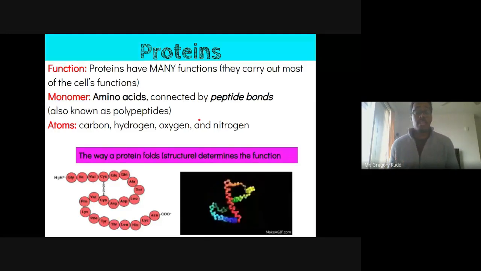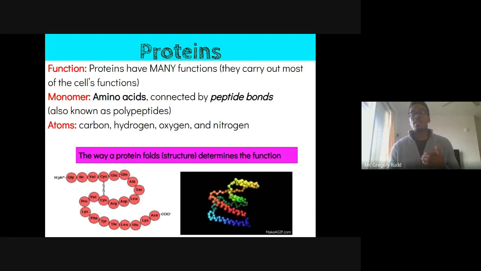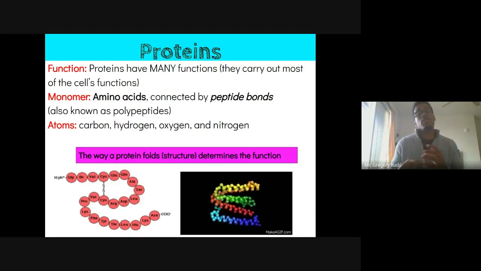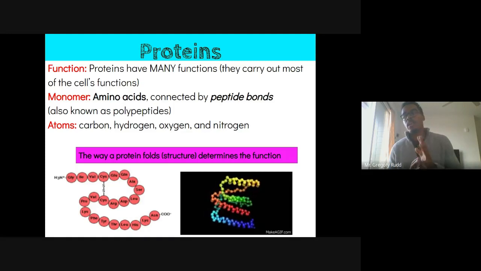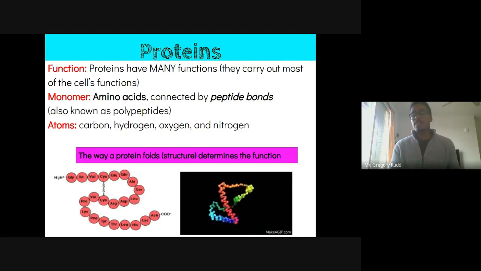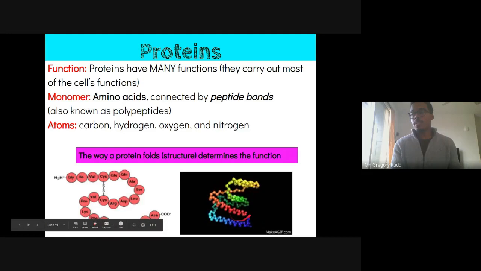And then it's important to say, we mentioned yesterday that one of the central themes of biology is that structure determines function. The shape of something ultimately decides what that thing is able to do. In the case of proteins, the way that the protein folds within itself, as you can see in this image in the bottom right, is going to determine what its function is able to do.